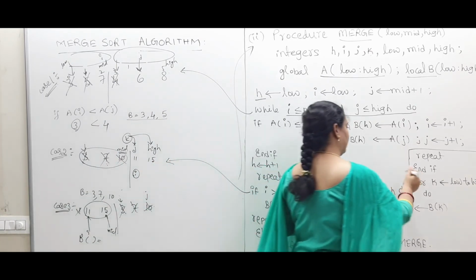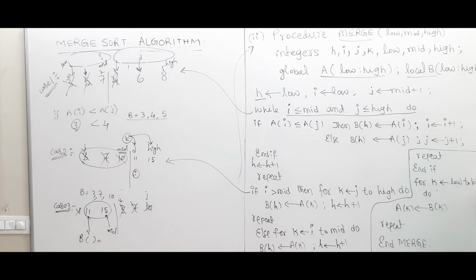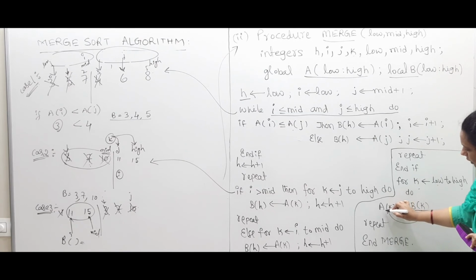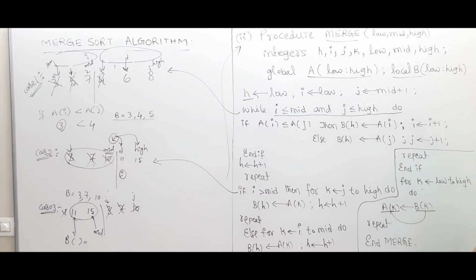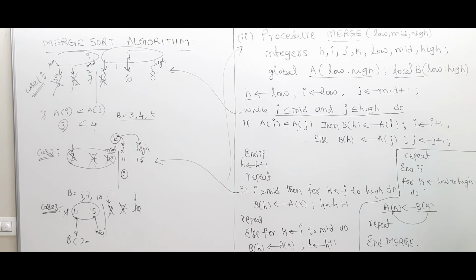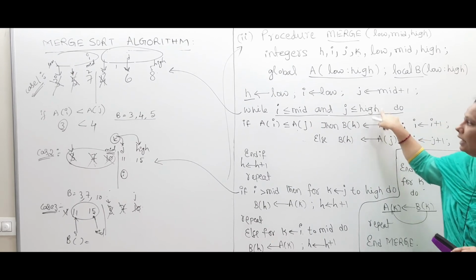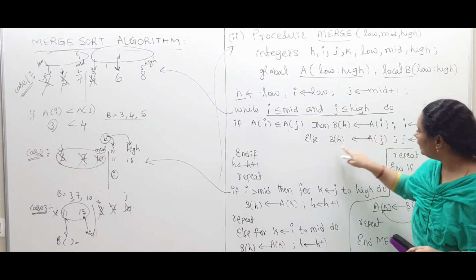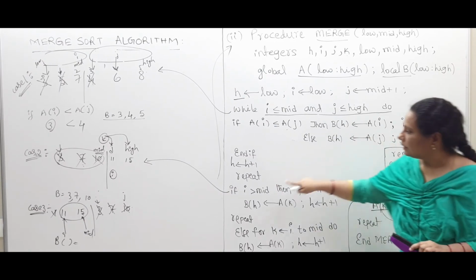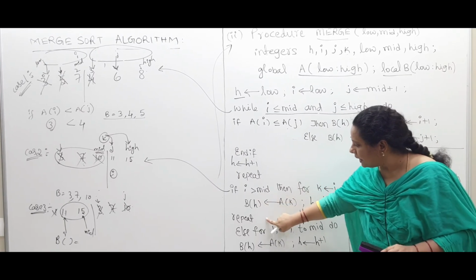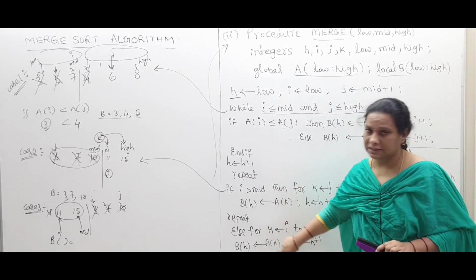So the last step: for k equal to low to high, simply transfer all the elements in b to a, because my original array is a. b is used only for temporary purposes. Now the sorting is completed here. You have to follow this logic: i is less than or equal to mid and j is less than or equal to high. Whichever is less, transfer that element and increment that variable. If second subdivision elements are there, transfer them. If first subdivision elements are there, transfer them.